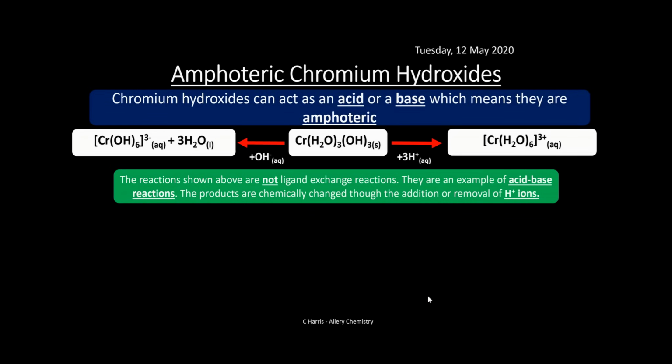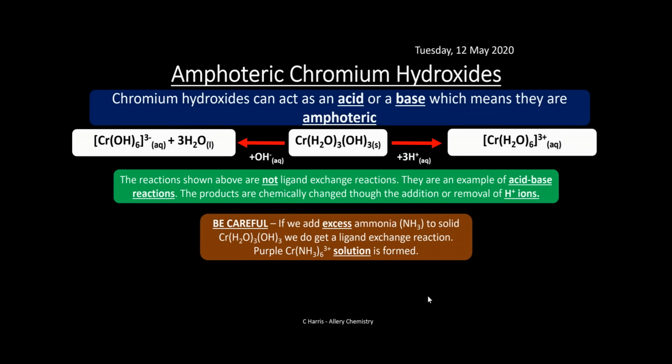Okay, so the reactions shown above are not ligand exchange reactions. This is why I was careful with what I was saying there. These are an example of an acid-base reaction. The products are chemically changed, but it's done by the addition or removal of H+ ions. We're not actually swapping any of the ligands. We're not taking a ligand off and putting a new one on. All we're doing is either giving up a proton or receiving a proton, depending on what we're adding.